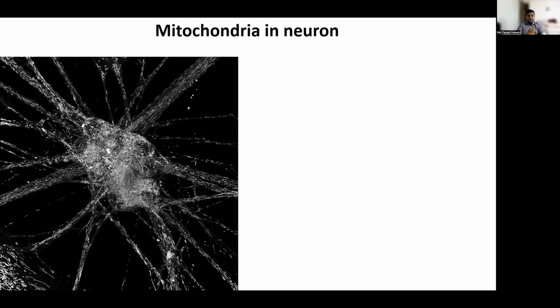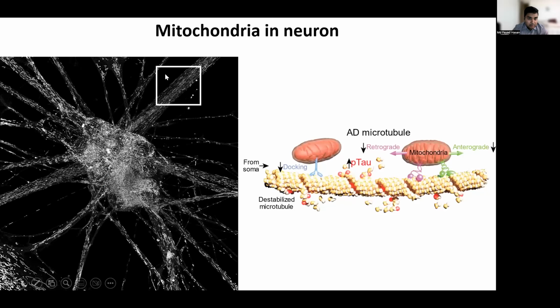So this is an interesting figure. It shows a neuron and its processes, stained for mitochondria. Now we have to prove whether the mitochondrial movement is affected in Alzheimer's disease or not. But that is hard to analyze, because as you can see at the center of the picture, in the cell bodies there are so many mitochondria that you cannot see anything. But if you look here, you can see individual mitochondria, so here we can actually visualize how the mitochondria are moving.